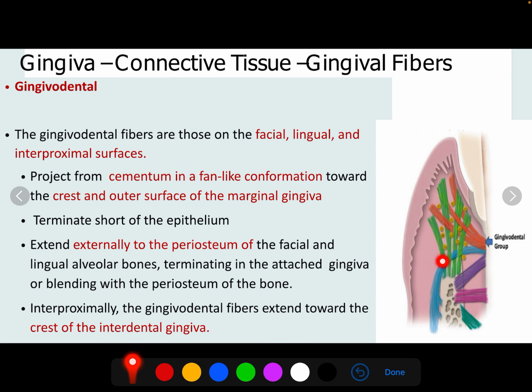Also it extends external to the periosteum of the facial and lingual alveolar bone, and either it terminates in the attached gingiva or it blends with the periosteum of the alveolar bone. Interproximally, the gingival fibers extend towards the crest of the interdental gingiva.